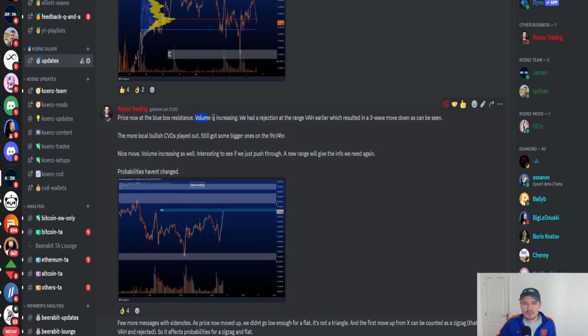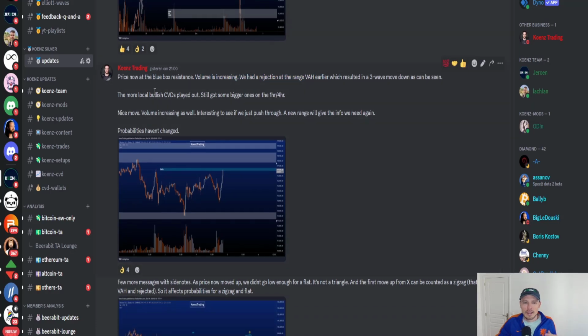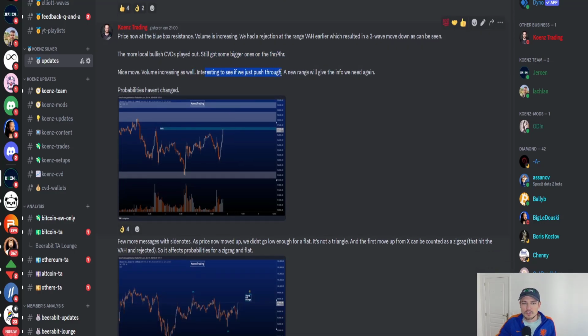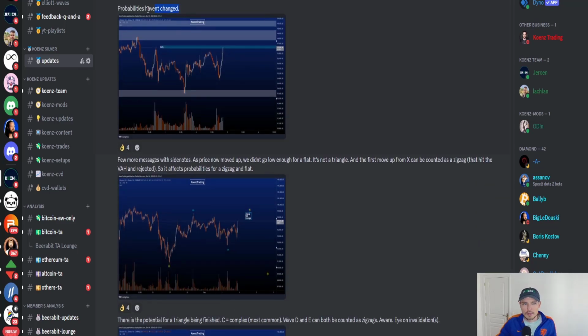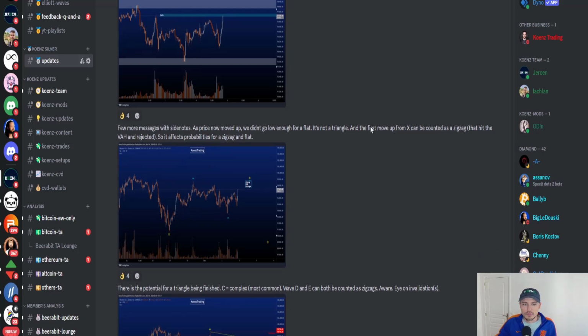So I also say here, volume increasing. We had a rejection at the range value area high earlier, and bullish CVDs playing out. We still have the bigger ones left, volume increasing. So in other words, I'm interested to see if we simply push through, right? And also here, probabilities haven't changed. We're still looking for price to move up.